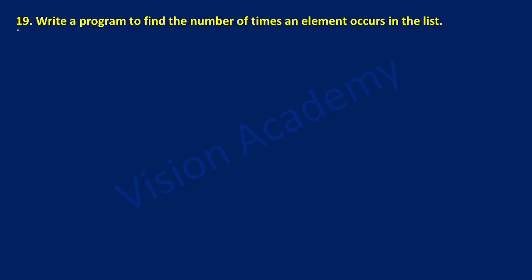In this video, we are going to study lab program 19. Write a program to find the number of times an element occurs in the list.